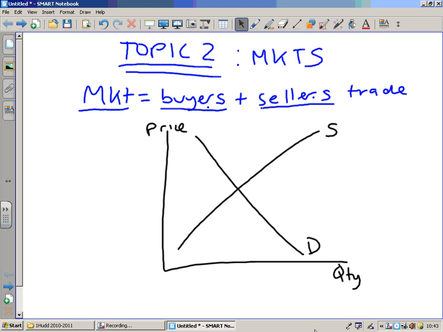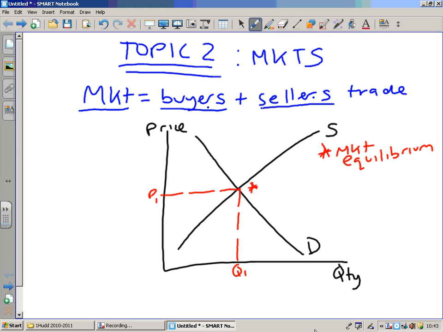Now the interesting point on here is the point where demand is equal to supply. This is a magic point for us to be at. This star is our market equilibrium point. It's our clearing price. It's the point where demand is equal to supply.